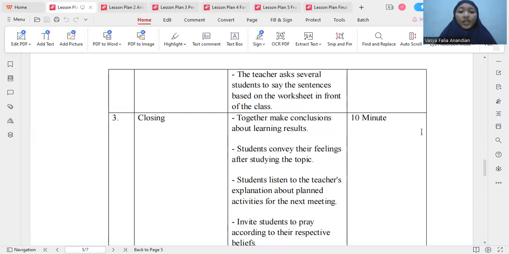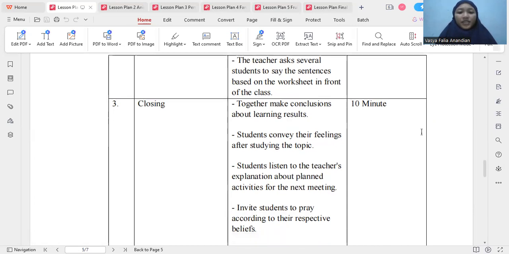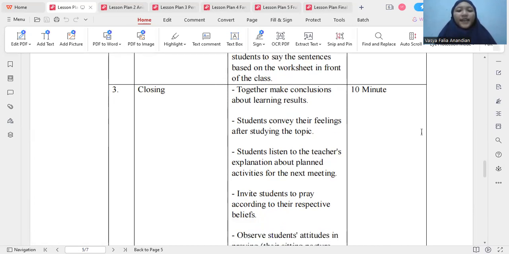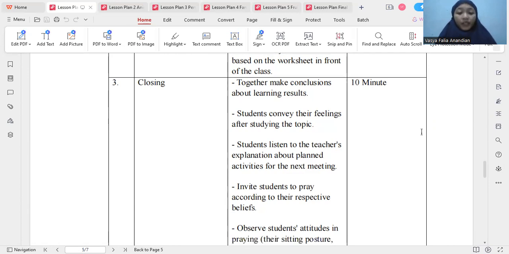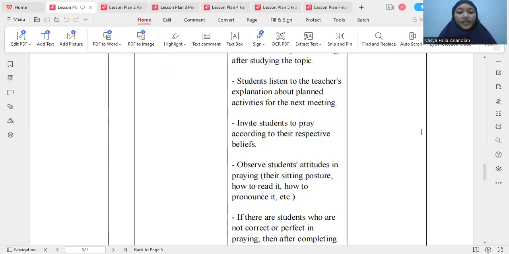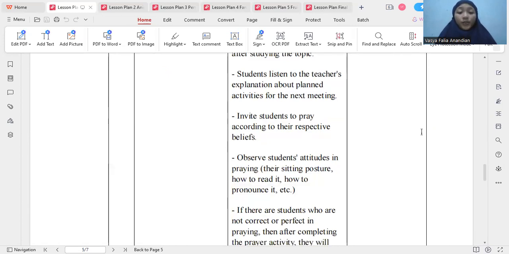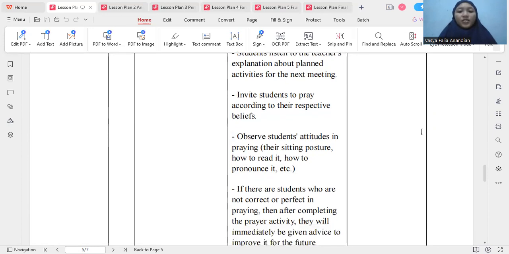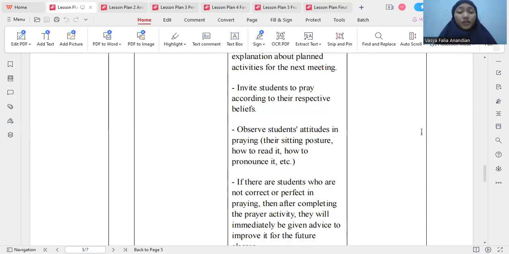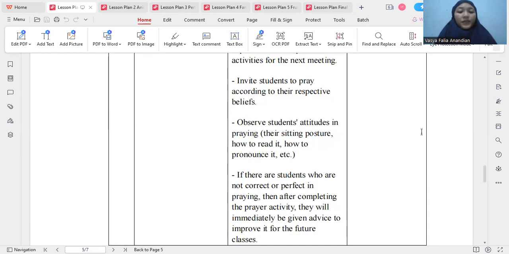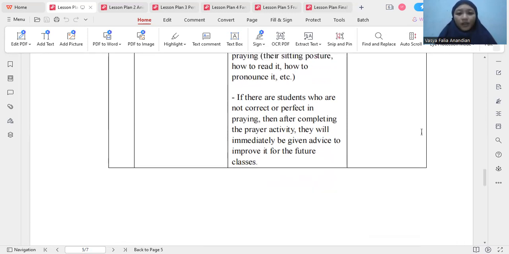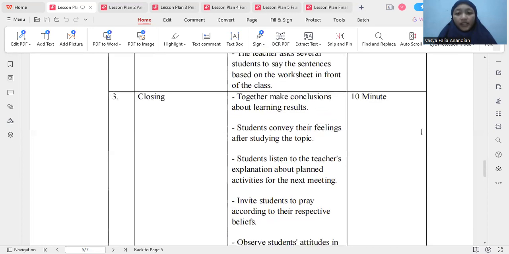Students convey their feelings after studying the topic. Students listen to the teacher explanation about planned activities for the next meeting. Invite students to pray according to their respective belief. Observe students' attitudes in praying, their sitting posture, how to read it, how to pronounce it, etc. If there are students who are not correct or perfect in praying, then after completing the prayer activity, they will immediately be given advice to improve it for the future classes. So the duration time is 10 minutes.